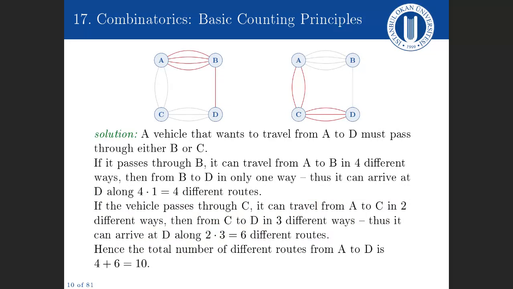Well, straight away, we can see that there are 2 possibilities. If we want to go from Aberdeen to Derby, we can either go through Birmingham or we can go through Coventry. If we go through B, then there's 4 different ways that we can go from A to B. And then from B to D, there's just 1 way. So if we look at the left picture, there are 4 multiplied by 1 different routes from A to D, which go through B.